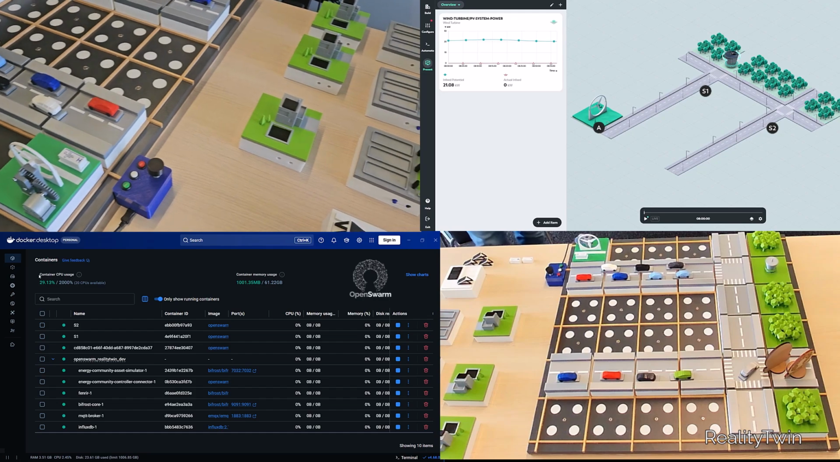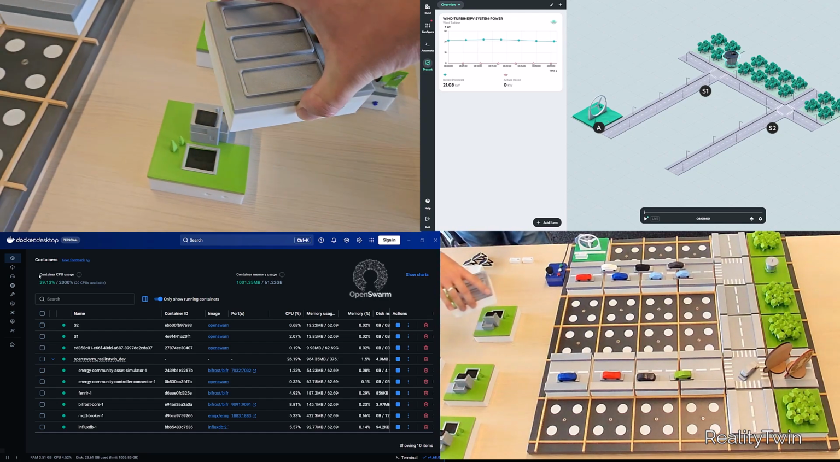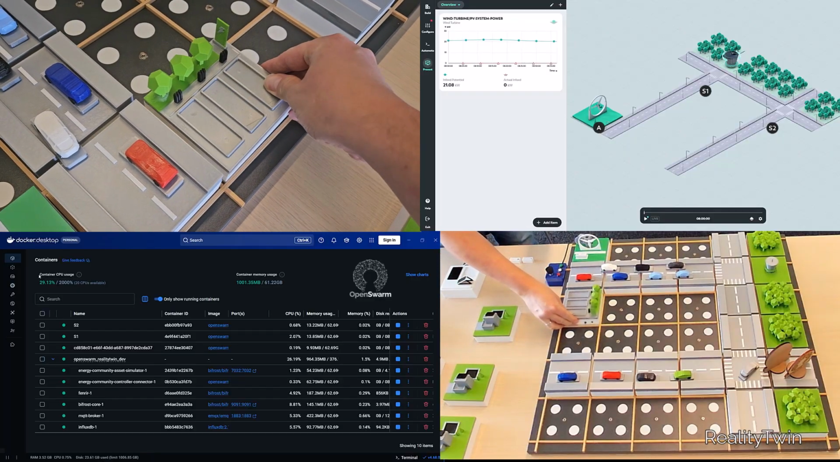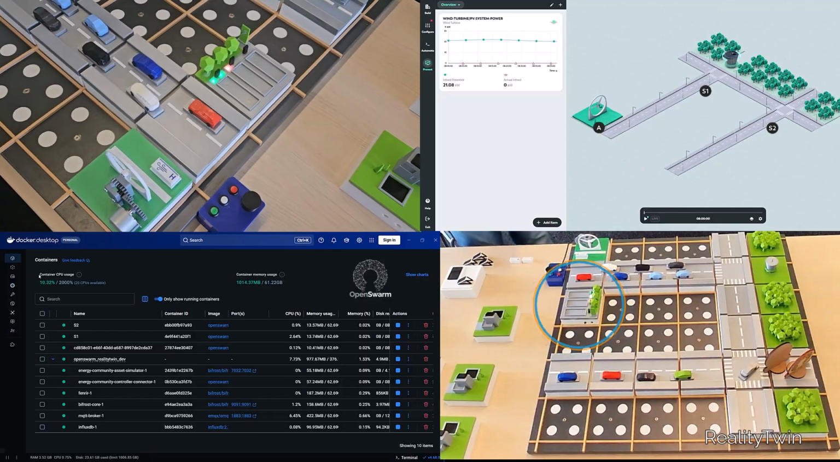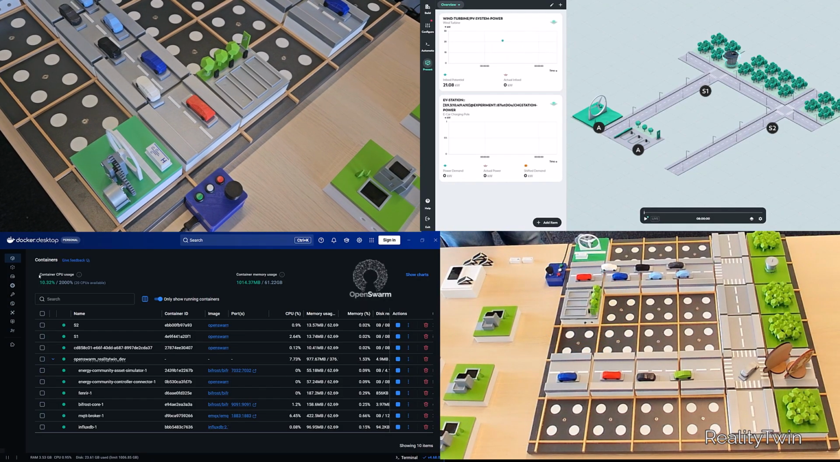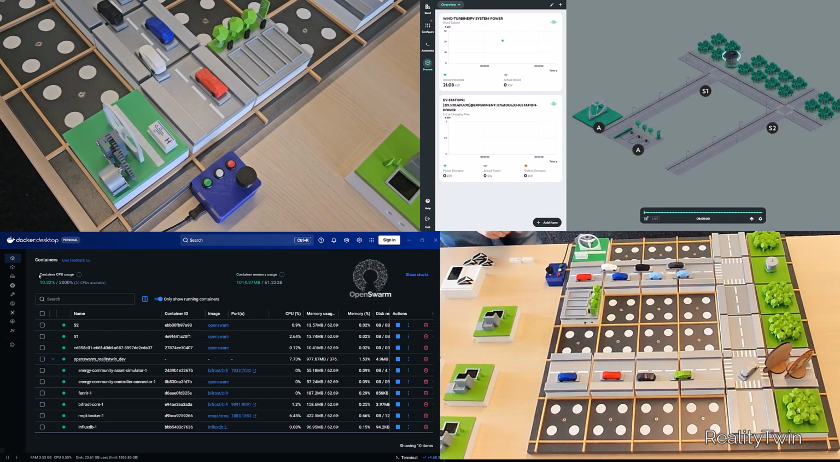And for this, we use, for example, this charging station. I also take the charging station and put it in a certain direction to add it to community A. Let's start the simulation again.